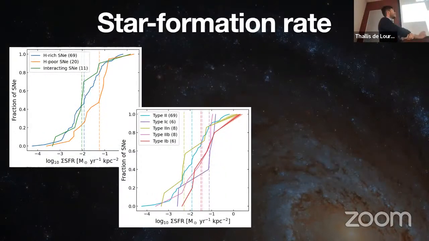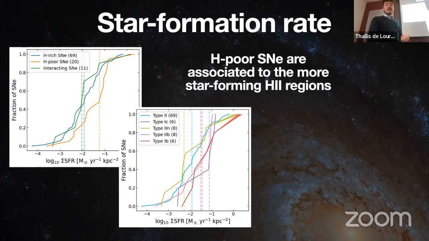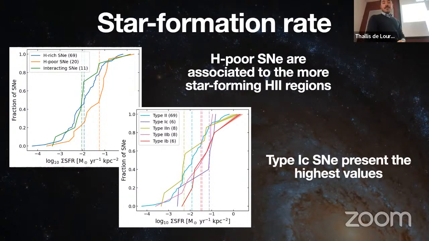We also analyzed the star formation rate of these H II regions. And we found that H-poor supernovae are associated again with the more star-forming H II regions, as can be seen here. And when dividing the H-poor supernovae, again, type Ic supernovae present the highest values, higher than type Ib and type IIb.